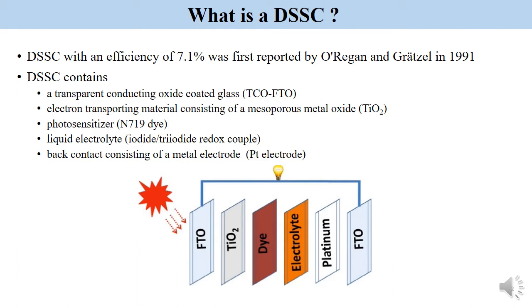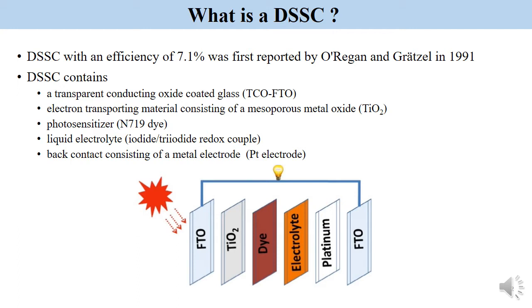mesoporous metal oxide. The n-type semiconducting metal oxide is used as a photoanode, which is deposited on the transparent conductive oxide coated glass. Commonly, titanium dioxide has been widely used as the mesoporous metal oxide. And the next one is a photosensitizer. Natural or commercial photosensitizers are used to harvest the visible light in the solar spectrum.